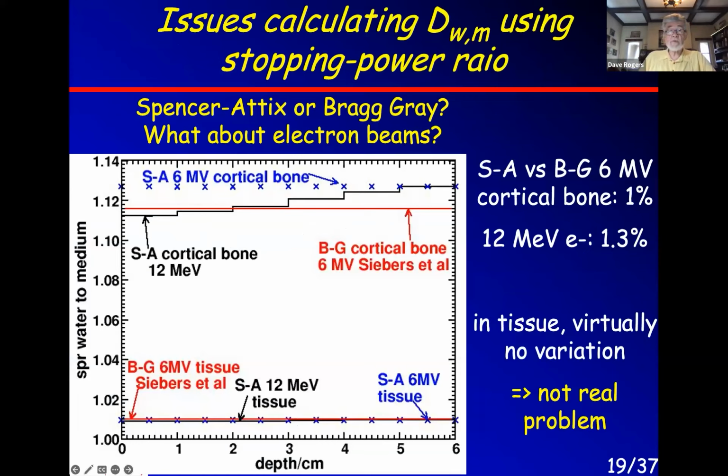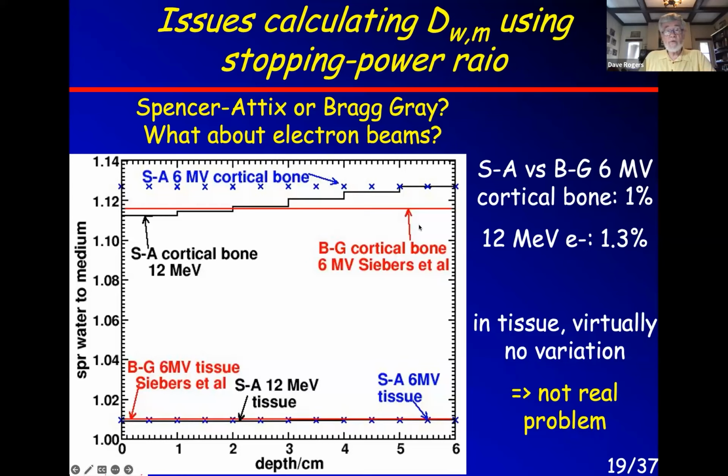Now, as I say, I've spent a lot of time calculating stopping power ratios. So my first question when I started looking at this is, we all, in standards labs especially, use Spencer-Attix cavity theory, not Bragg-Gray cavity theory. How different is it in that case? And similarly, what about electron beams? Will this calculation work for electron beams?